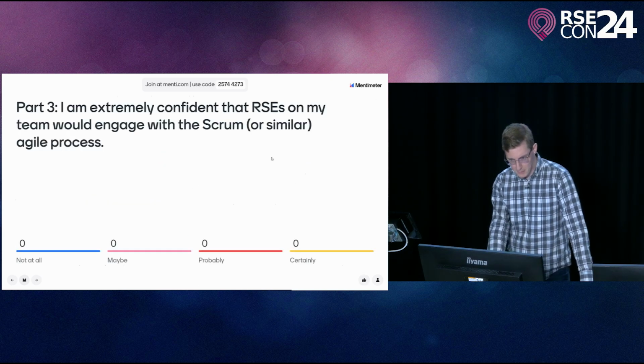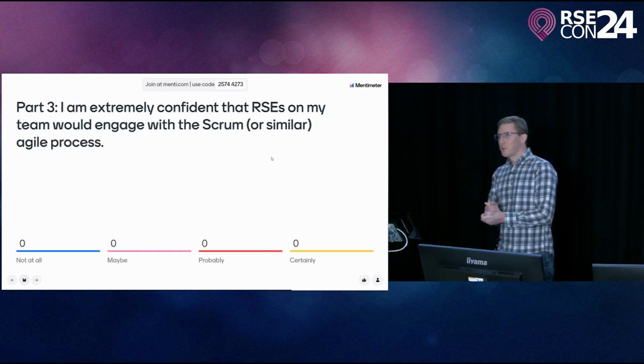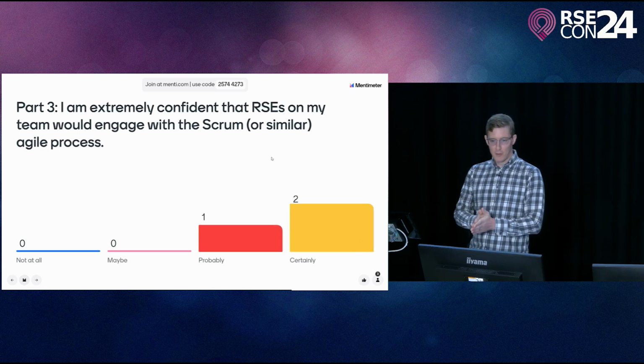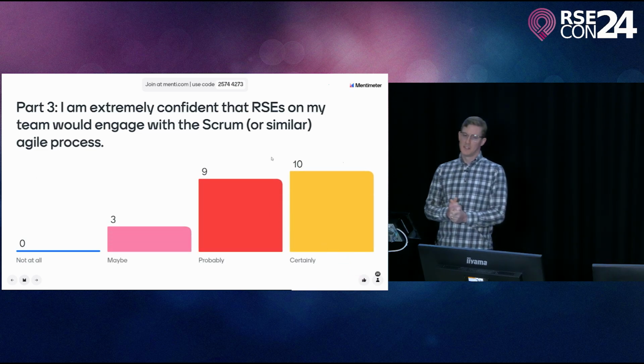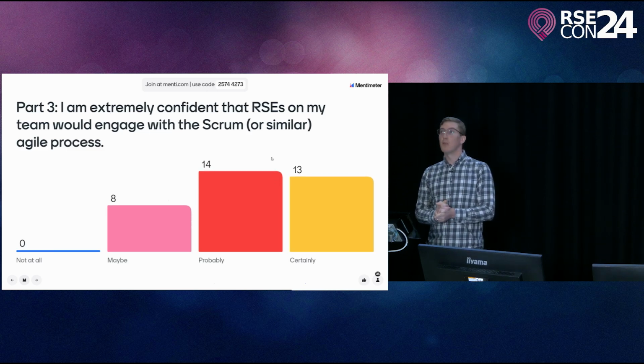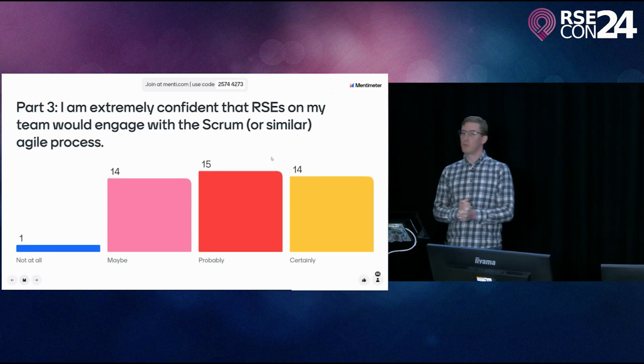Right, here we go. So, if you could resume here then. I'm extremely confident that RSEs on my team would engage with Scrum or a similar Agile process. So if you were to introduce this tomorrow, if you haven't already done it, do you think it would work?